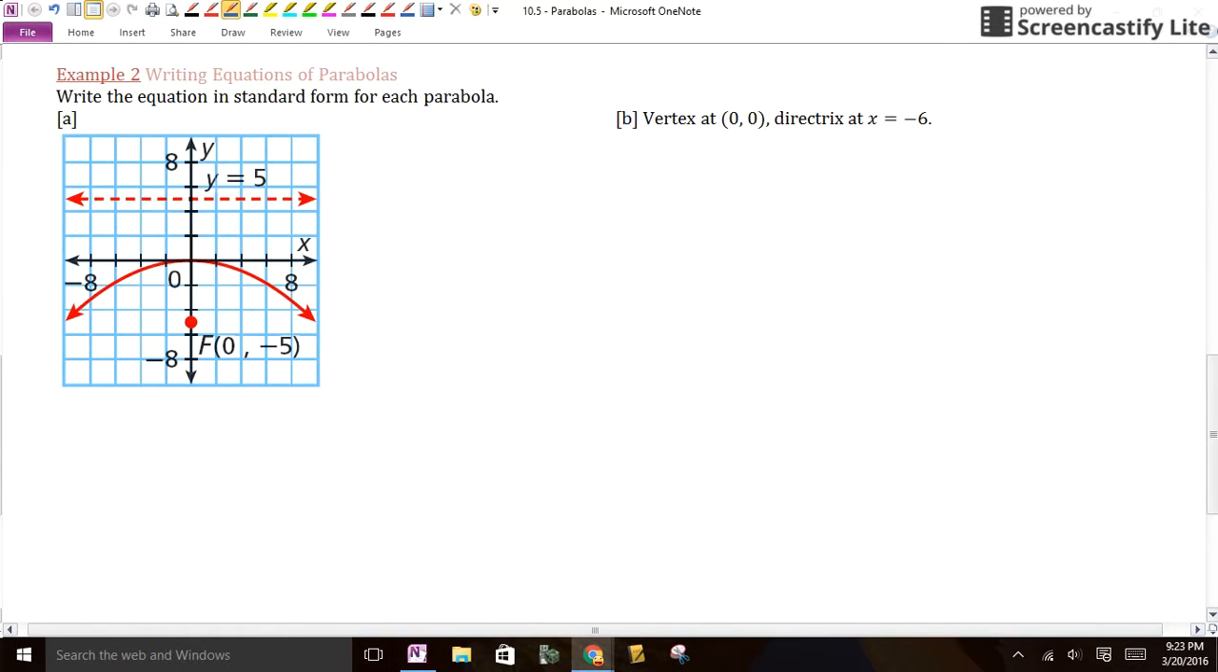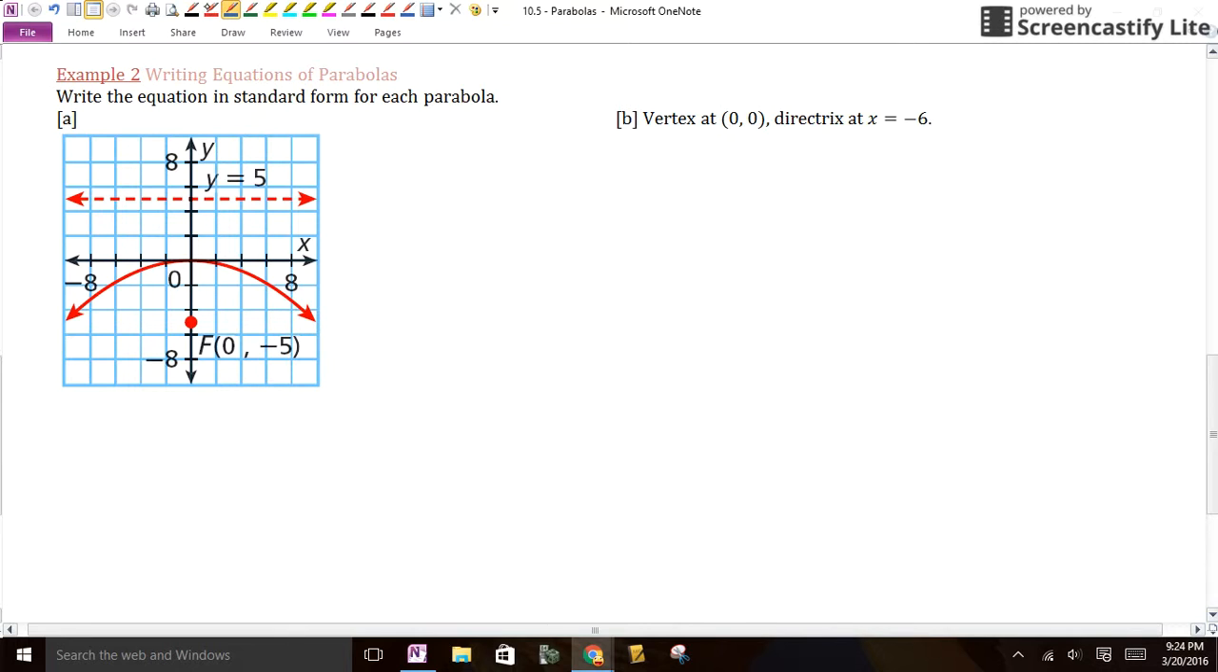All right, nice work. Now, here's where it's going to get a little tricky. I'm going to give you a graph, or in part B, some information, and you tell me the equation of the graph. So you're going backwards. In that last example, we graphed an equation, and now we're going to have a graph, and we're going to make an equation.